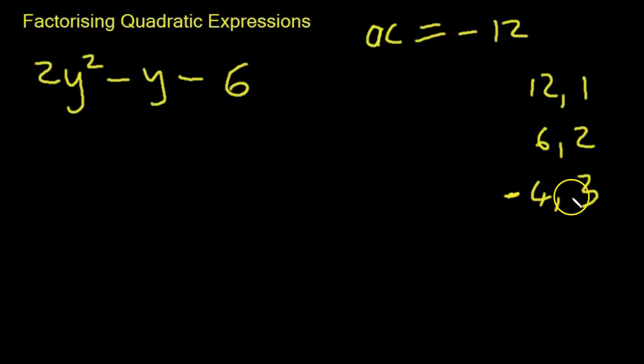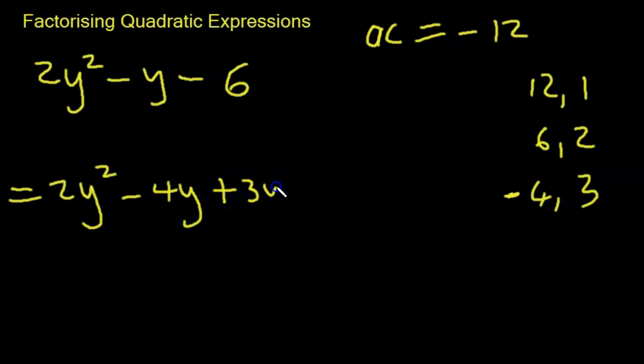So -4 plus 3, that's -1. So we rewrite the middle term. So we have 2y squared, and then we have -4y plus 3y. And what's -4y plus 3y? -1y. And then we have -6. So notice again, all we have done is rewrite the -y into -4y plus 3y.